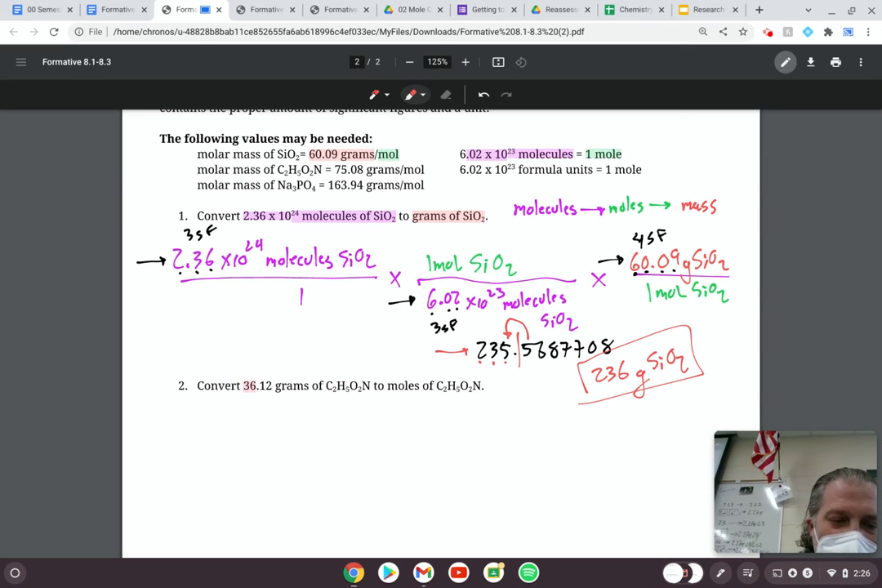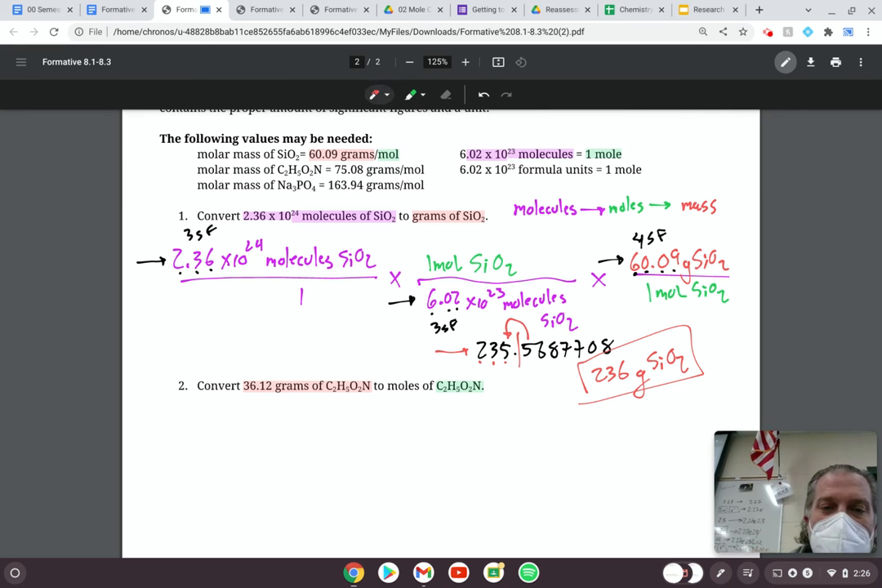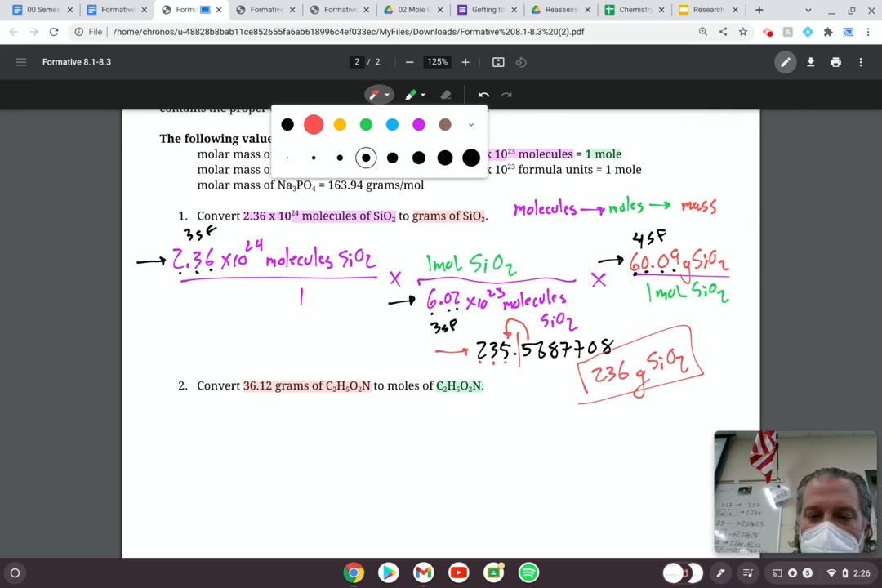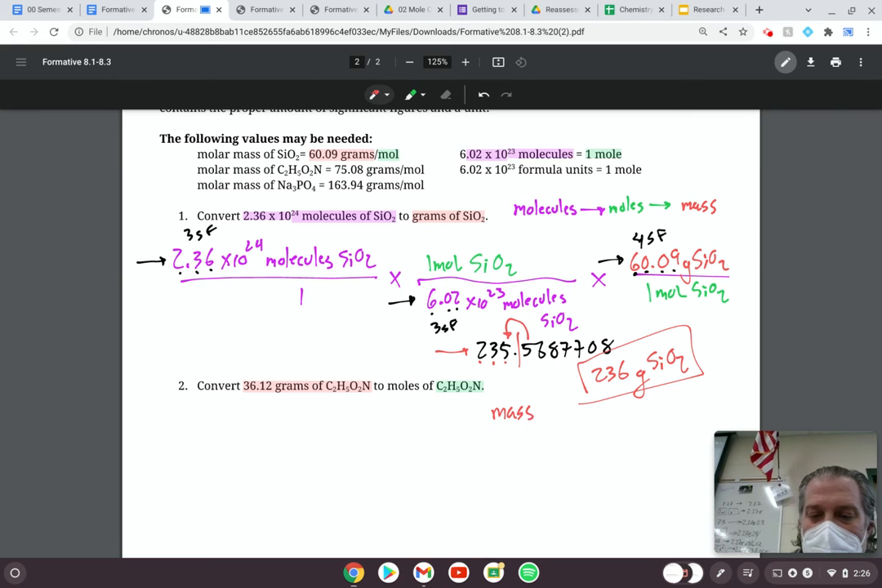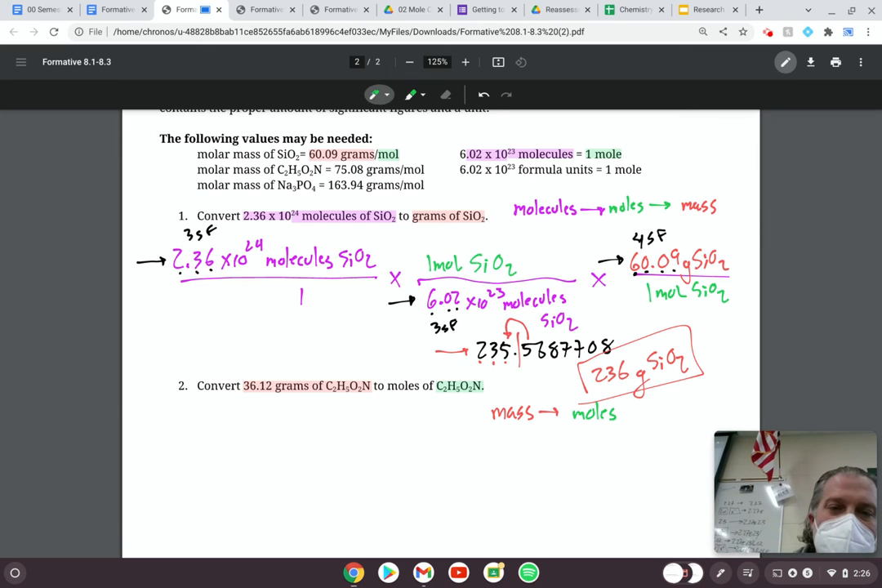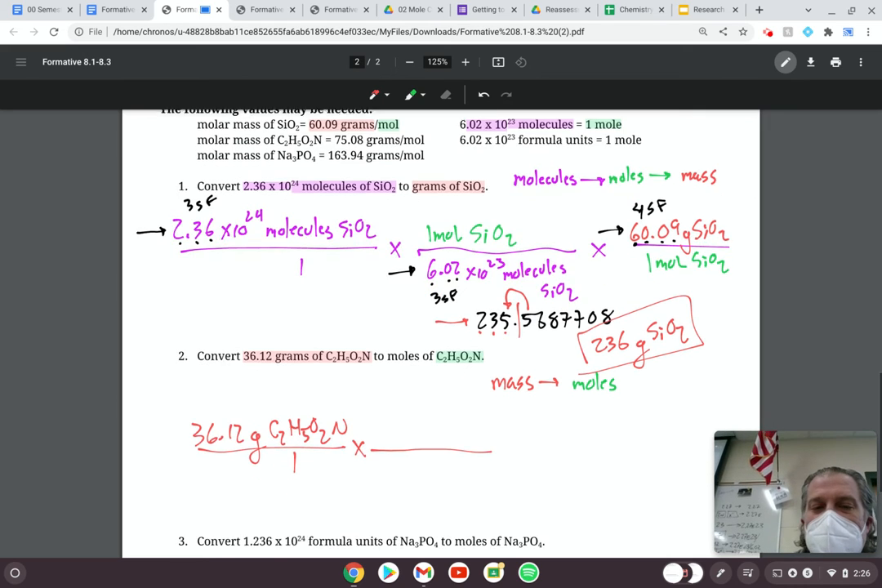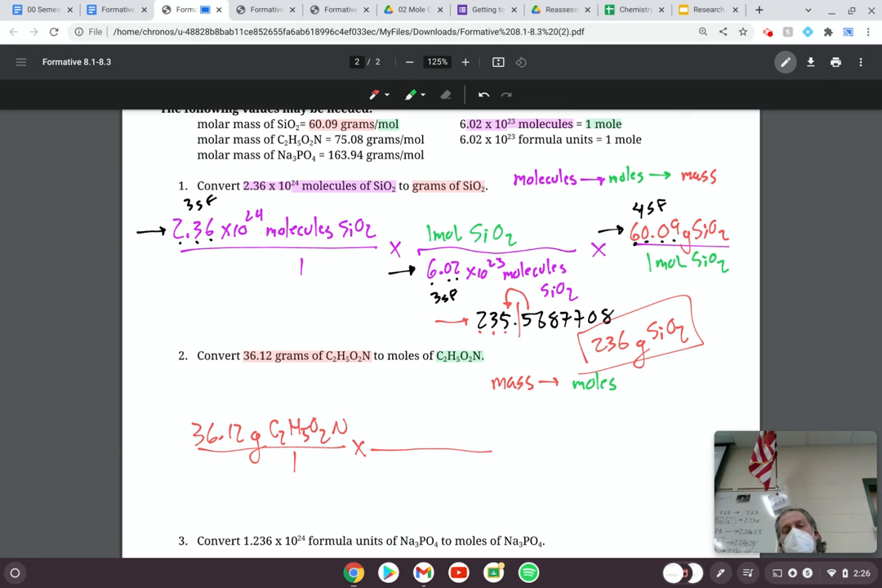In the next problem, we are converting 36.12 grams of C2H5O2N to moles of C2H5O2N. So I've got mass, and that's going to go to moles. So I'm going to take my given here, which is 36.12 grams of C2H5O2N. Put it over 1. And because I'm going just mass to moles, I only need 1 step here. And I'm really thankful that I don't have to calculate the molar mass on this one, in large part because that feels like a lot of work.